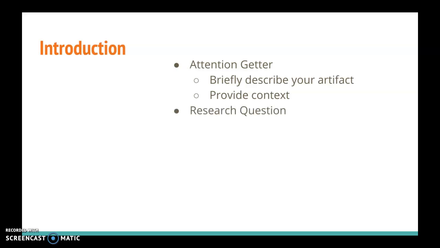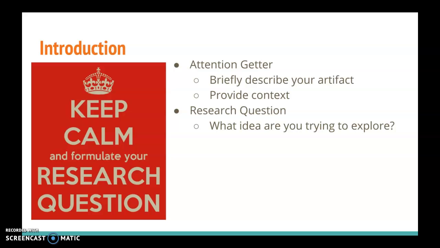After you have your attention getter, one of the biggest goals in your introduction is to present a research question to your audience. The research question basically unpacks the idea that you are trying to explore. And so you might take a look at Martin Luther King Jr.'s speech and ask the research question of whether the speech was effective or how we can use critical race theory to better understand the speech, those sorts of things. And so you're just laying out the question that you are trying to answer throughout your speech.